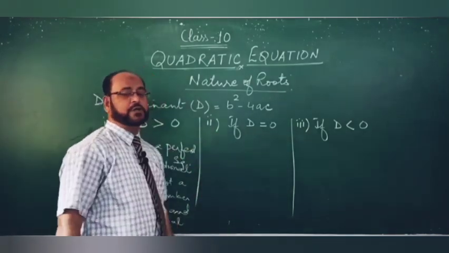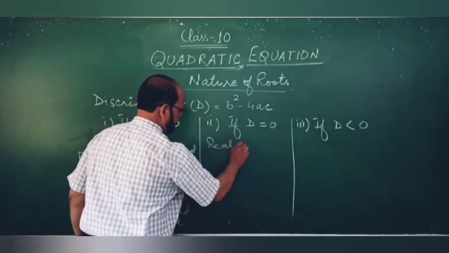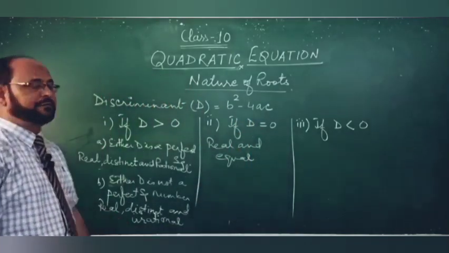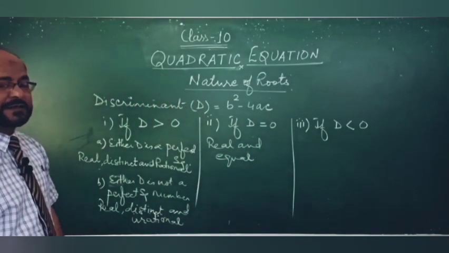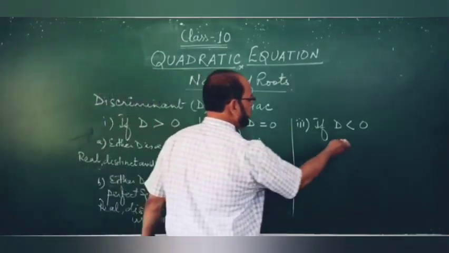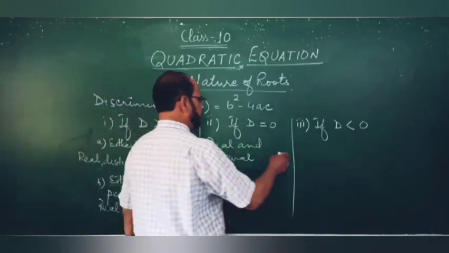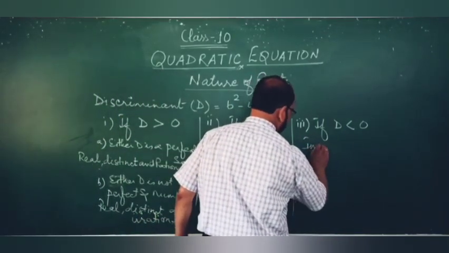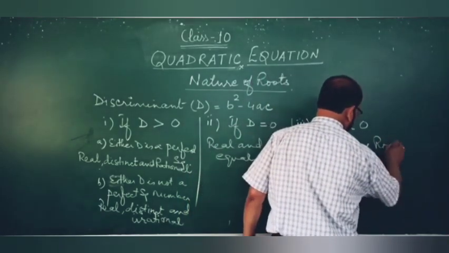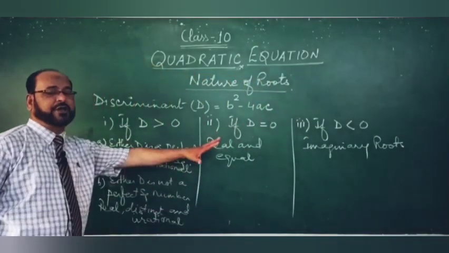If D is equal to 0, then the nature will be real and equal. And if D is smaller than 0, meaning any negative value, then the nature of the roots will be imaginary roots, not real. So first of all, you have to memorize these three conditions.